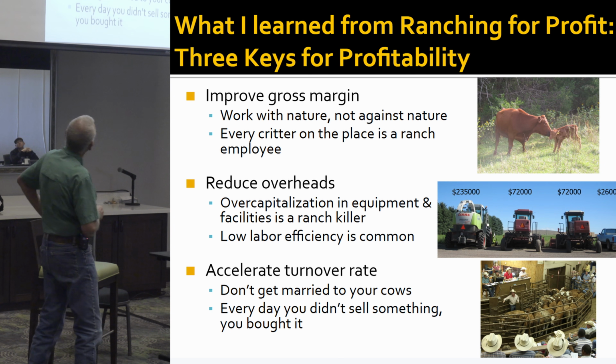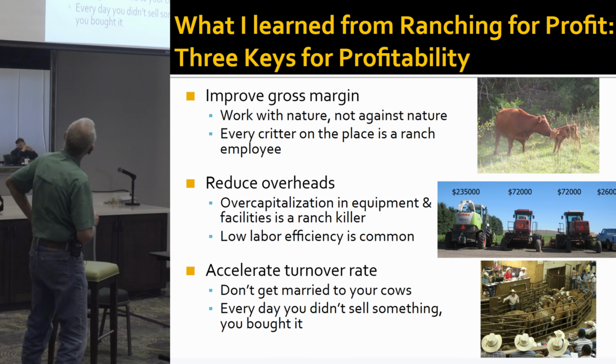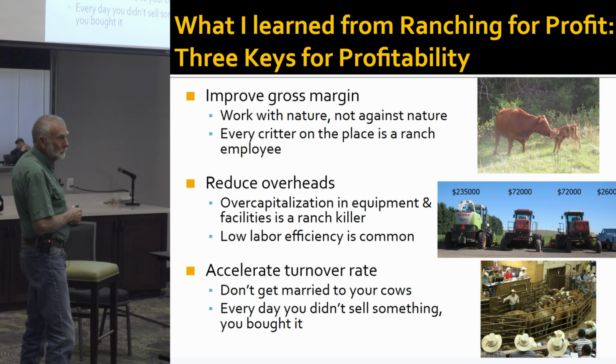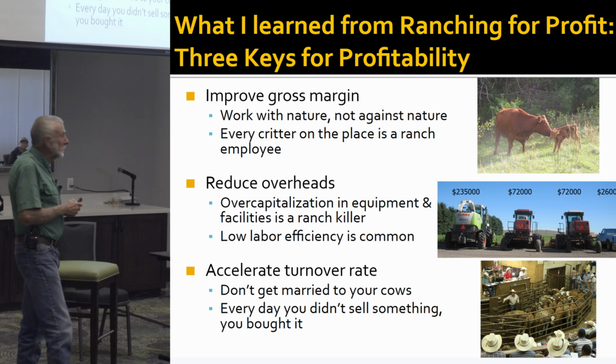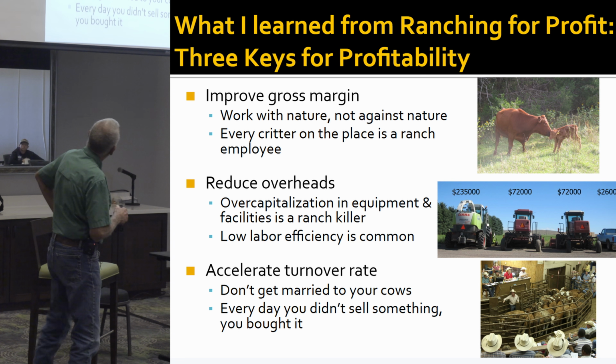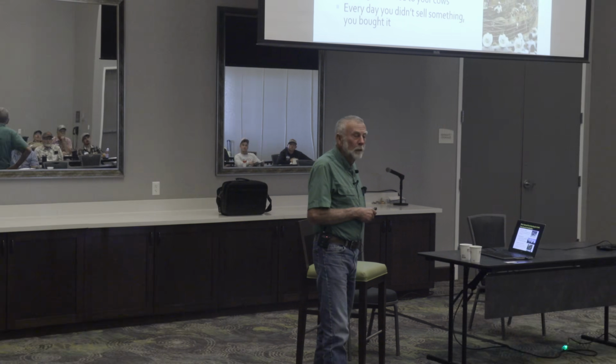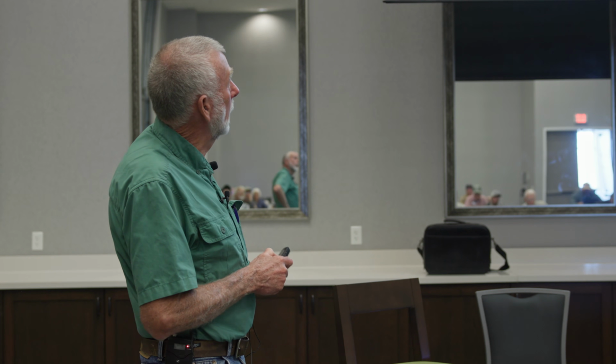3 things I learned from ranching for profit, the keys to profitability: improve gross margin. And remember, we're trying to get that to be something greater than 50%. In my experience over all these years, I found the quickest way to increase gross margin is work with nature, not against nature. So we're back to this ranching in harmony with nature and focusing on solar energy flow, water cycle, mineral cycle, biodiversity.